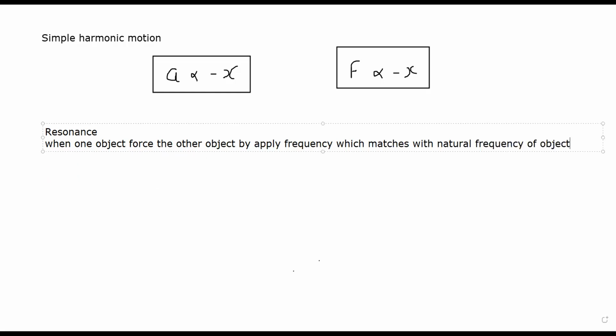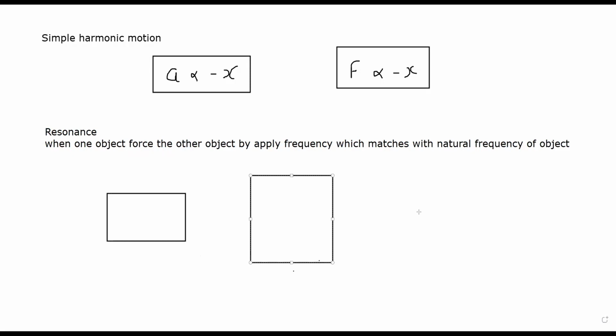For example, every object is made up of different types of material, and the particles which the material is made up of have a natural frequency. What is the meaning of a natural frequency? It is a frequency of vibration for which the amplitude is maximum. So the frequency for which the amplitude is maximum, we call that frequency the natural frequency.